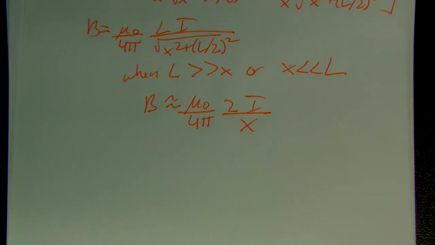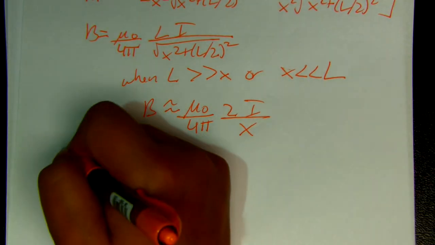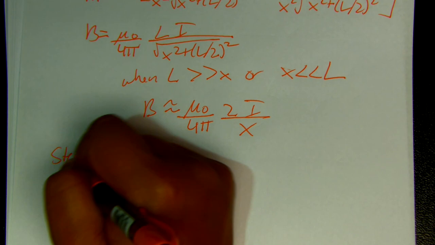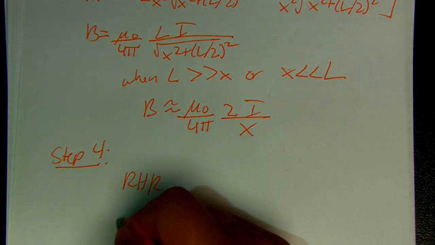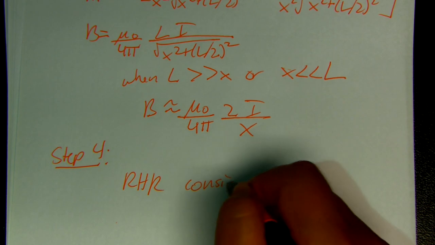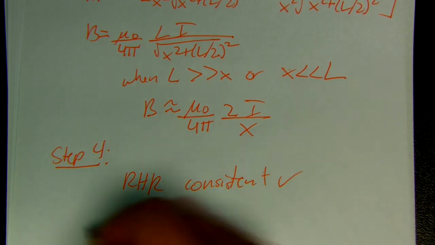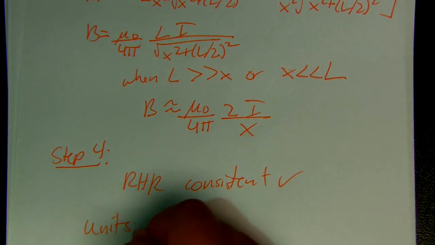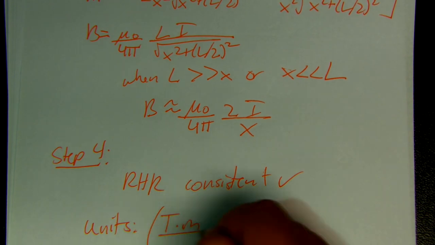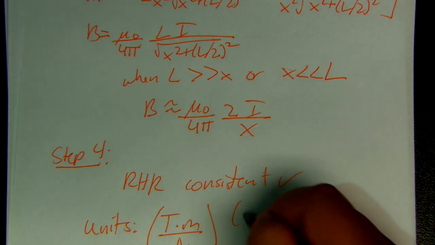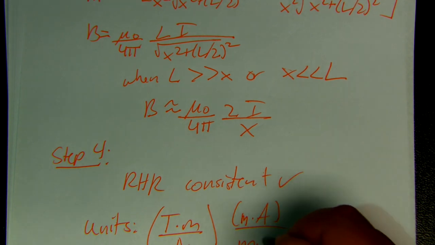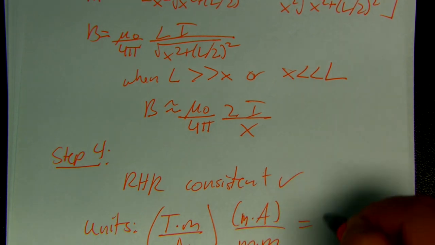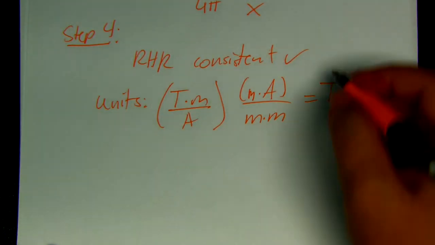And we can check the results. So it is right-hand rule consistent. And the units, Tesla meters over amps, meters, amps, meters equals Tesla. So that works.